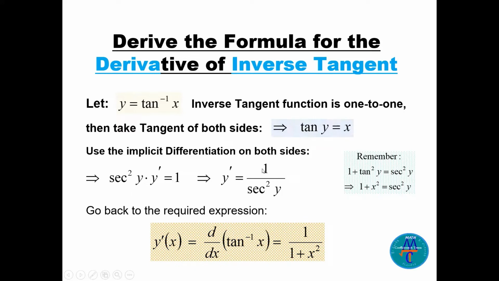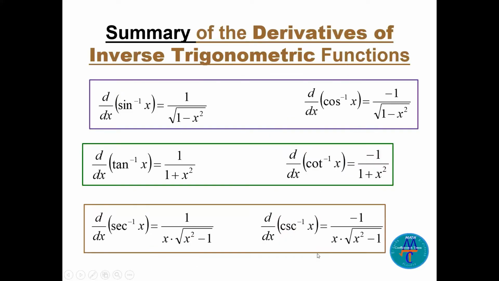So y prime will be 1 over secant squared of y. Now we know the formula from pre-calculus course, 1 plus tan squared of y is equal to secant squared of y. So, see here, tan of y is x, so 1 plus x squared is equal to secant squared of y. So y prime is 1 over 1 plus x squared.